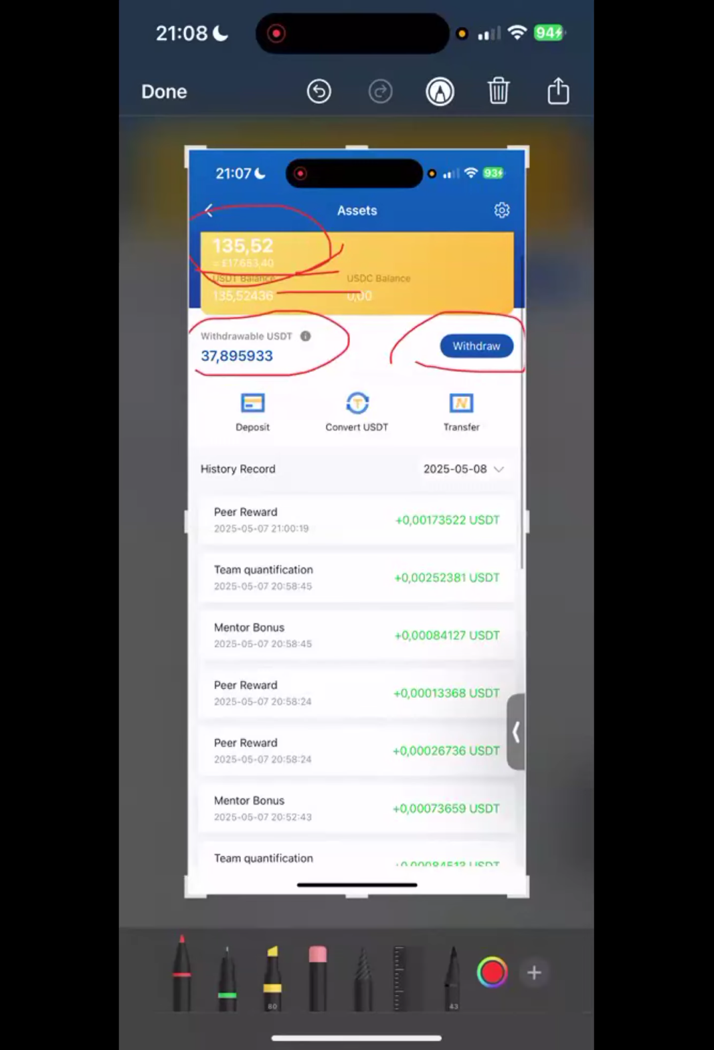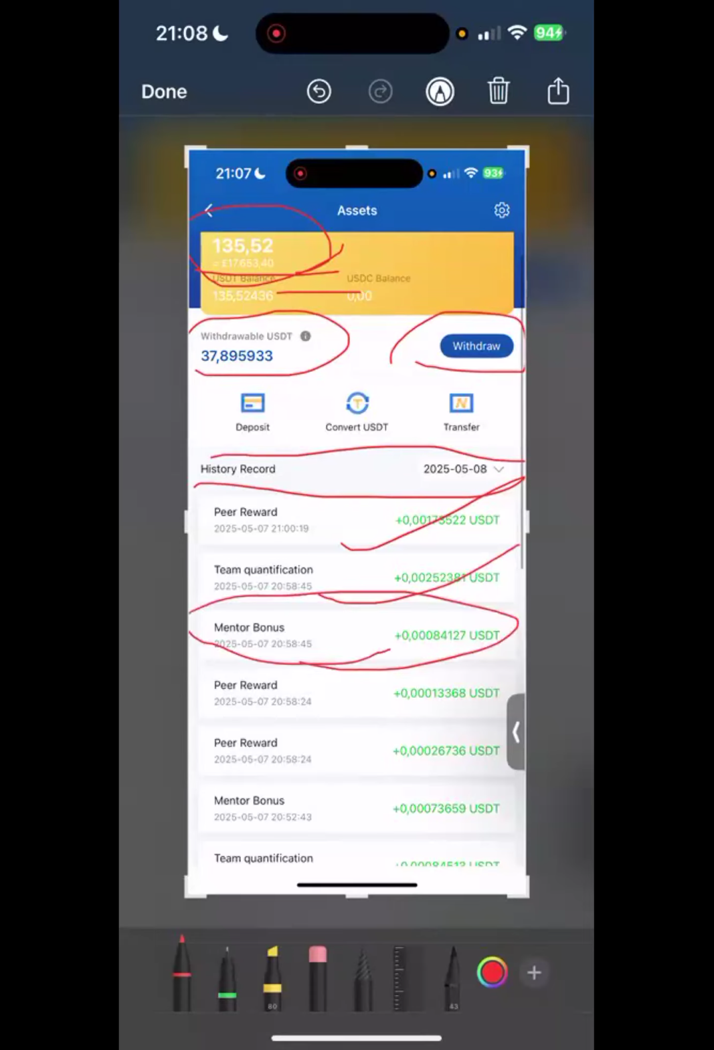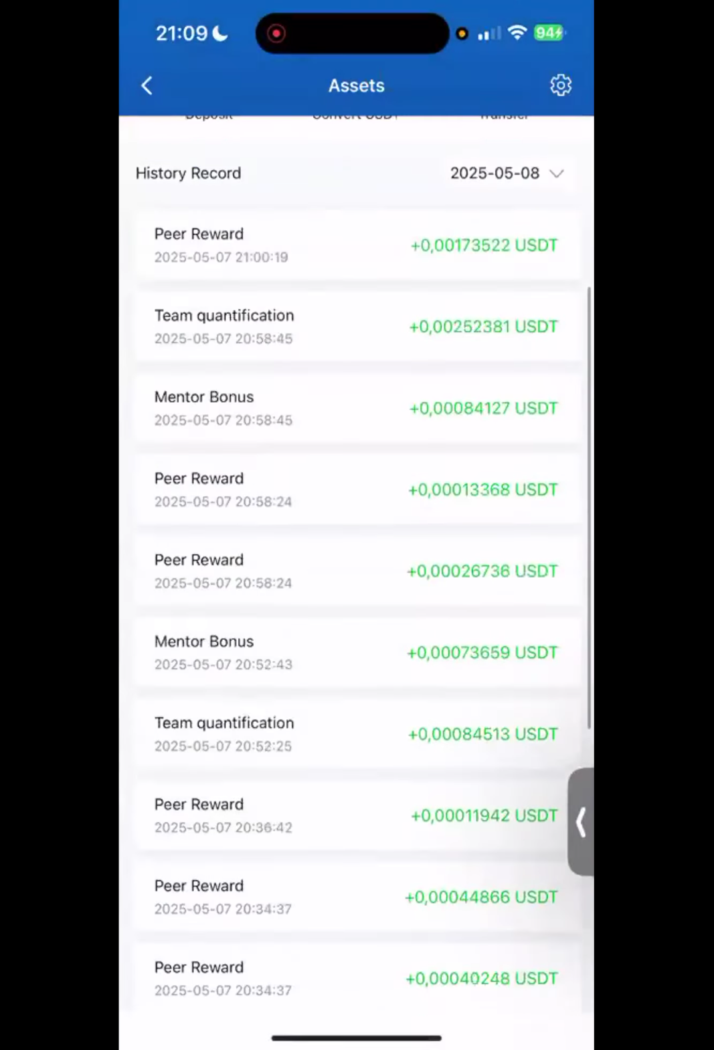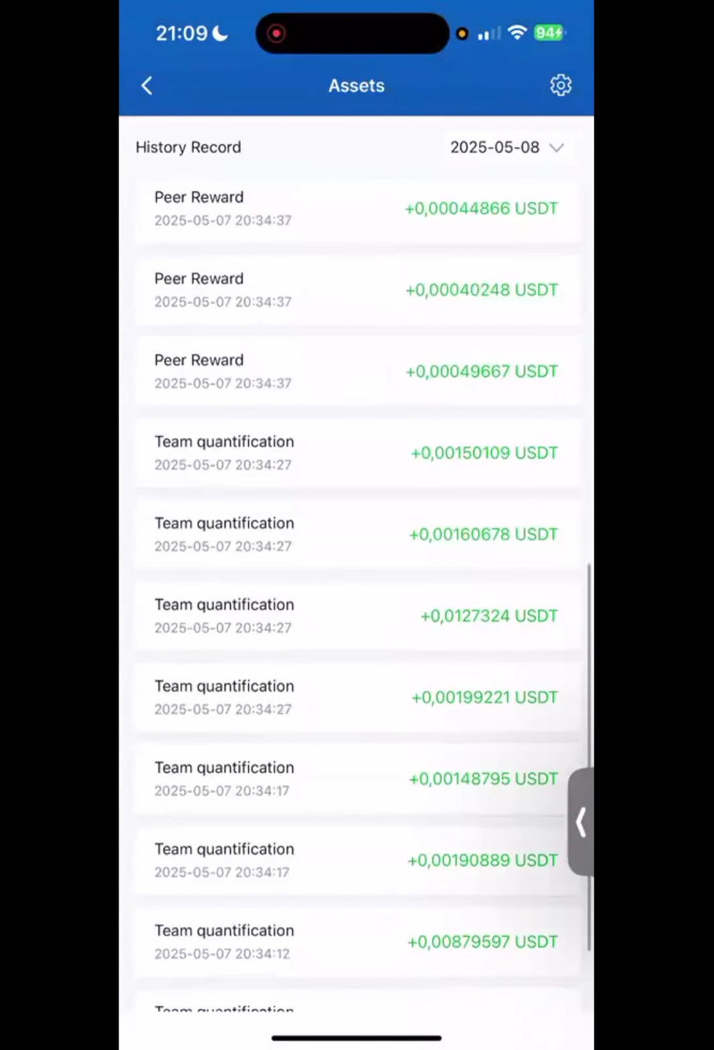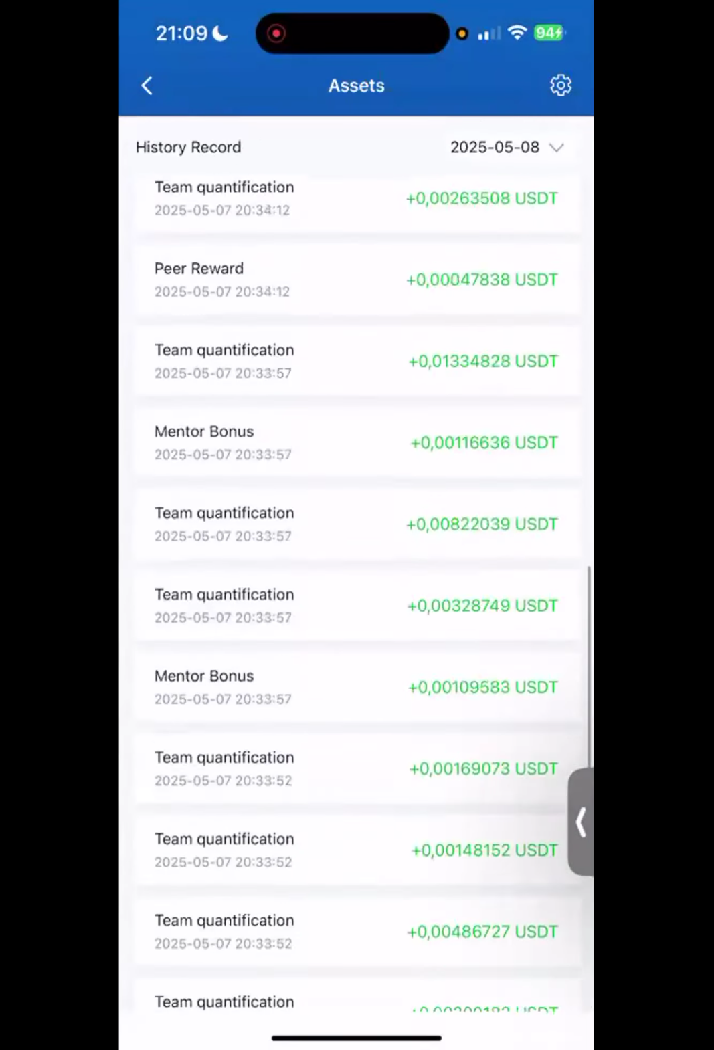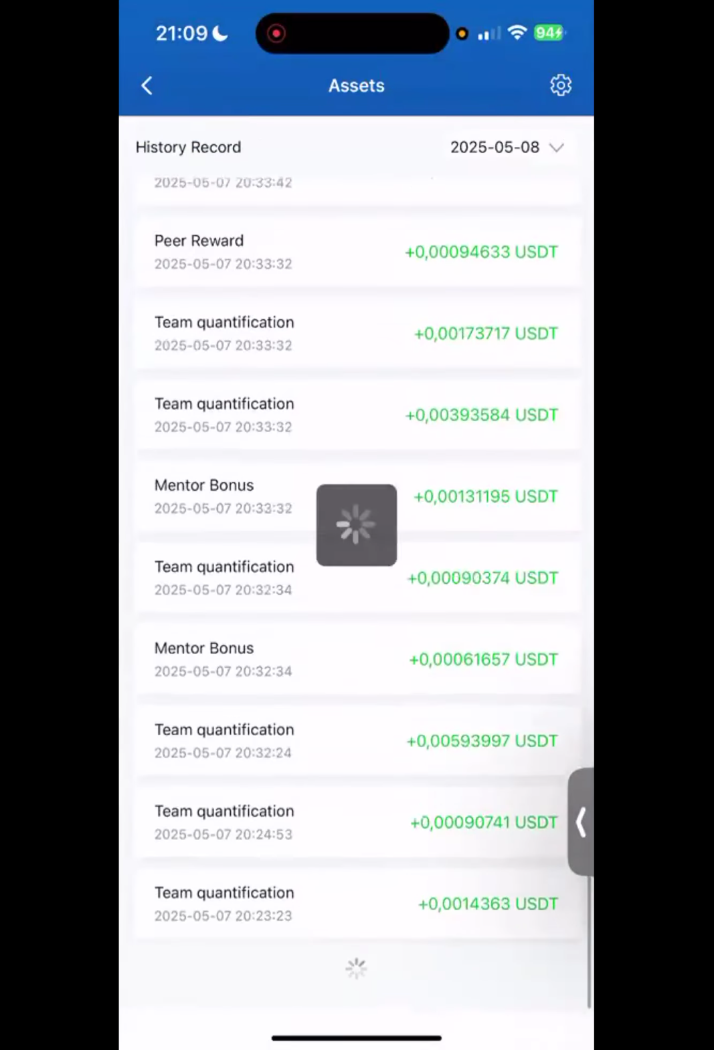Okay. So this is a history record. Peer reward, meaning I have a team member who is on the same rank as me, so I earn peer reward. Then team quantification, my team members that I'm qualified to earn from. Then mentor bonus. If you're a mentor and your students that you've been guiding are making profit, you are also earning something. So that tells you that your mentees, things are working well with them. Yes, that is all the records.